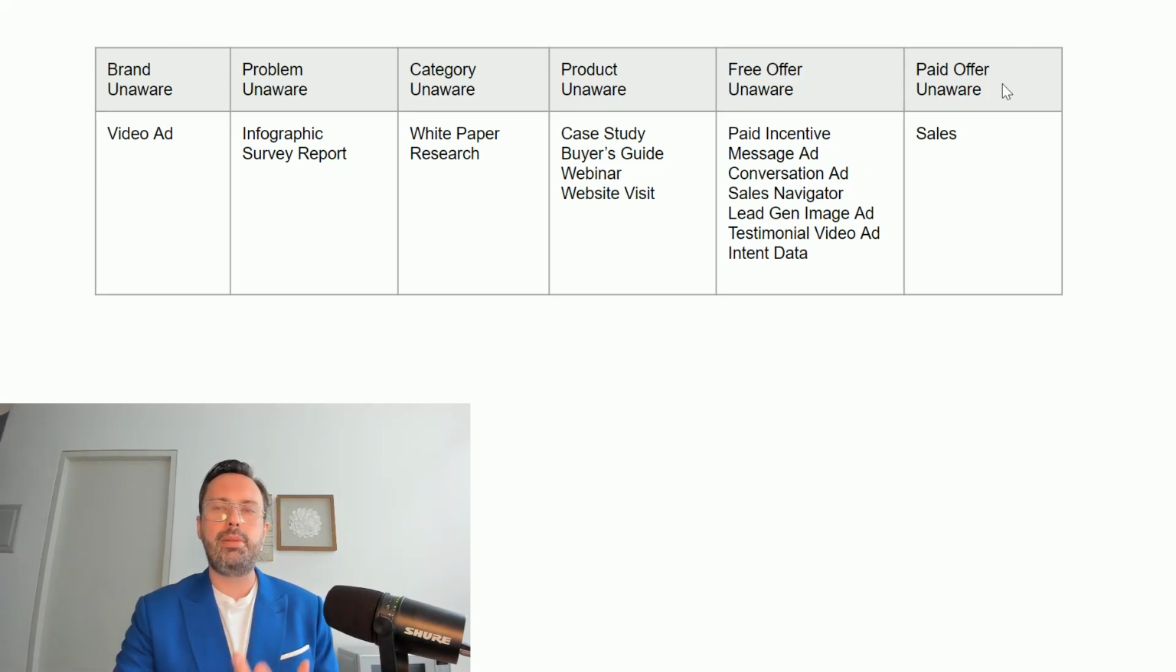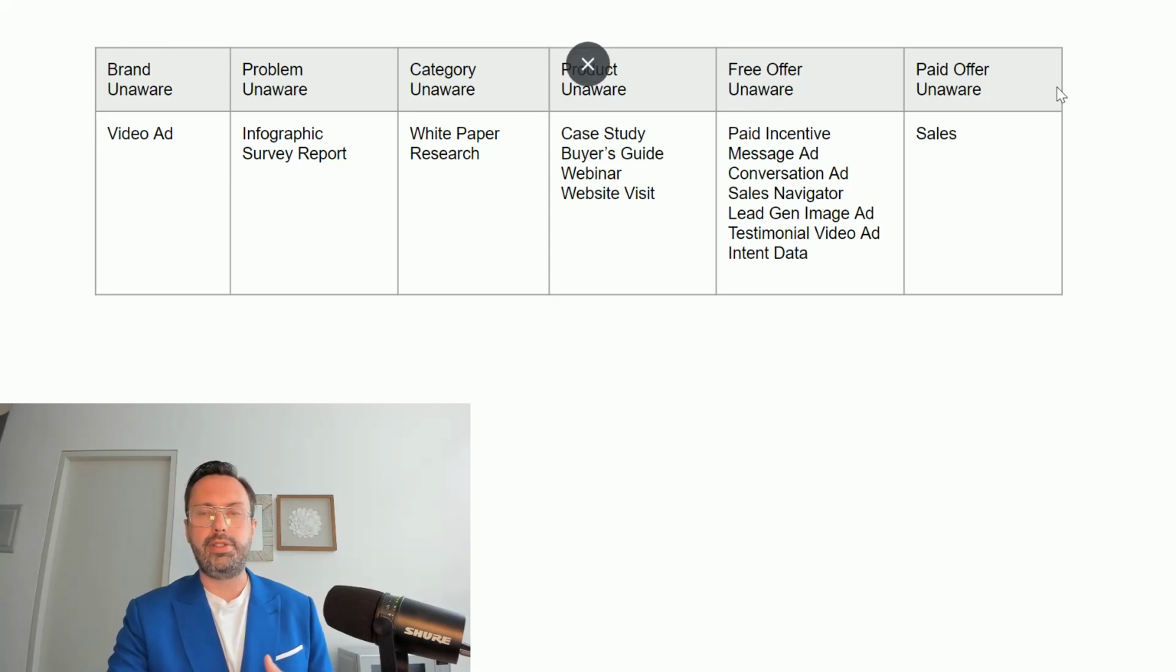And then at the bottom of the funnel, we have people that are paid offer unaware. So they're not overly educated on your contract terms, on your payment plans, the fact that you have an annual subscription instead of a monthly one, those kind of nuances. So generally, and specifically when dealing with early stage startups, we want to start at the bottom of the funnel.